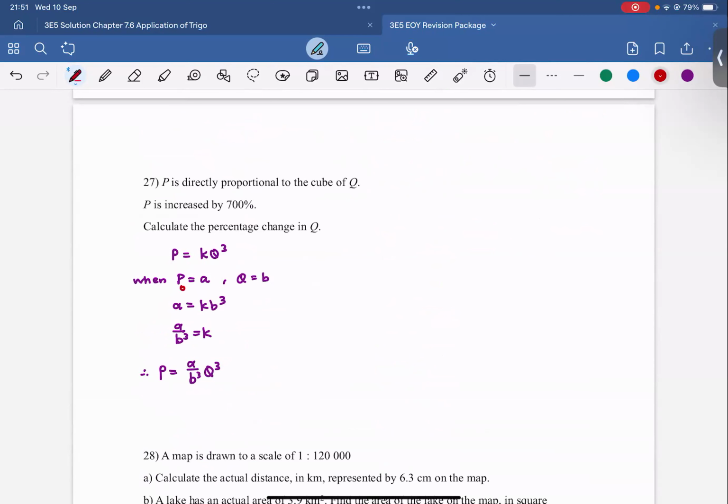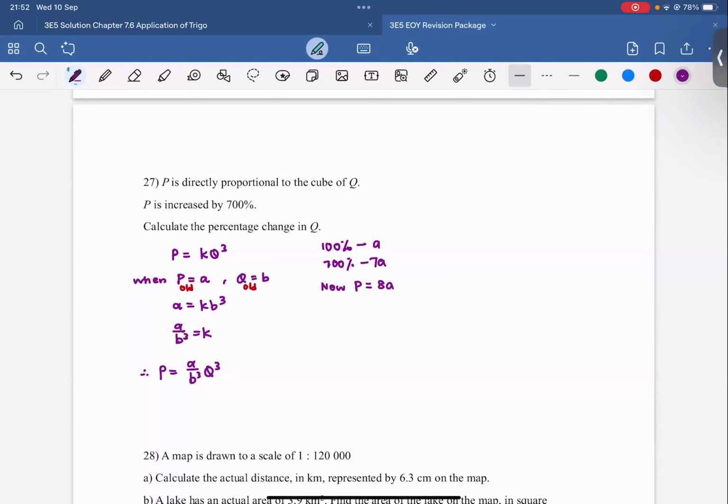Just now, this is my original P. This is my OP. This is my OQ. Now I will have a new P and new Q. So what is my new P? Increase by 700% means 100% is actually my A. 700% will be 7A. So I increase by 7A. Now my P is actually equals to 8A.